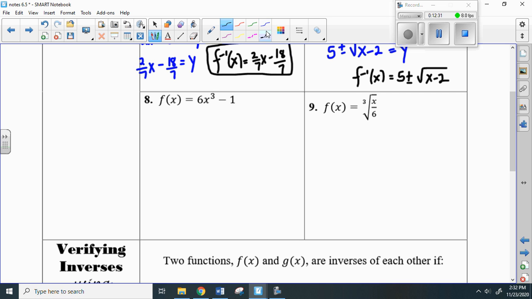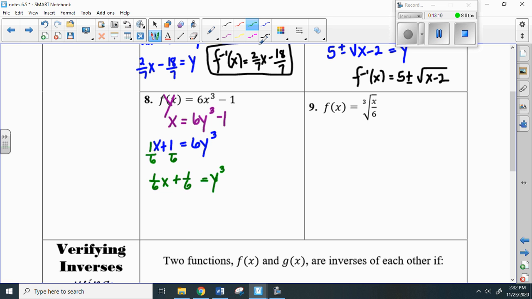So again, I strongly encourage you to pause the video and try them on your own. All right, and then come back and check. So I made my f of x my y, then I switched my x and my y, and I have to figure out how to get y by itself. So it looks like I'm going to have to add 1 from the right to the left. It also looks like I'm going to need to divide by 6. So I get 1/6 x plus 1/6.